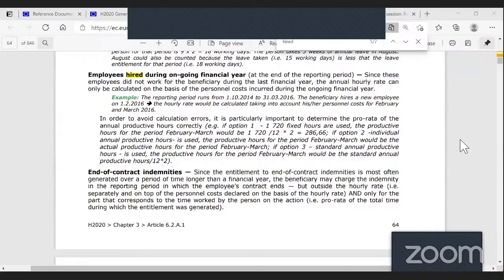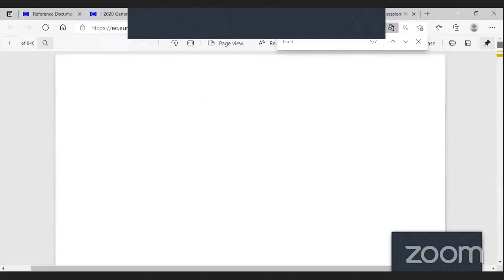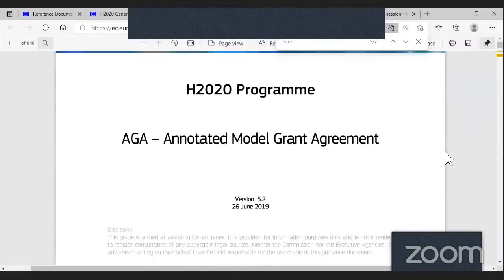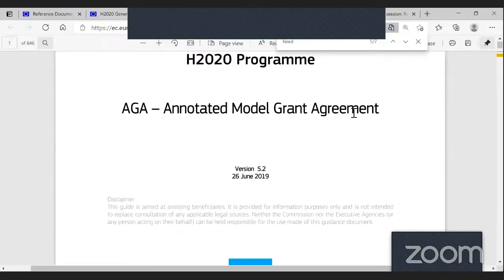indeed most of the things that you will come across during the implementation of your grant agreement related to the articles of the grant agreement, you will find the answer and you will find examples in the annotated model grant agreement. And then just to show you how it looks like, the first page, so you know what we are talking about. The annotated model grant agreement is the link that we had in the last slide. It's of course also the link in the section of documents in the portal. You see that it has 846 pages, but I insist all the grant agreements are there, explained.